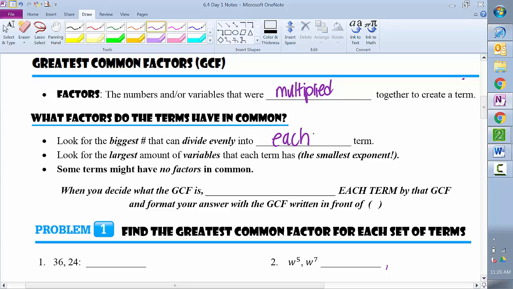We're going to look for the largest amount of variables that we can take out of each term. I want you to highlight, it's going to be your smallest exponent. So if I give you x squared and x cubed, the largest one that you can take out is x squared. Some terms might have no factors in common. That's definitely possible, like 3 and 5. They don't have anything that I can take out. They don't have anything in common. When you decide what the GCF is, you want to divide each term by that GCF and pull it on the outside of the parentheses. So these are kind of just like steps on how to factor out a common factor.